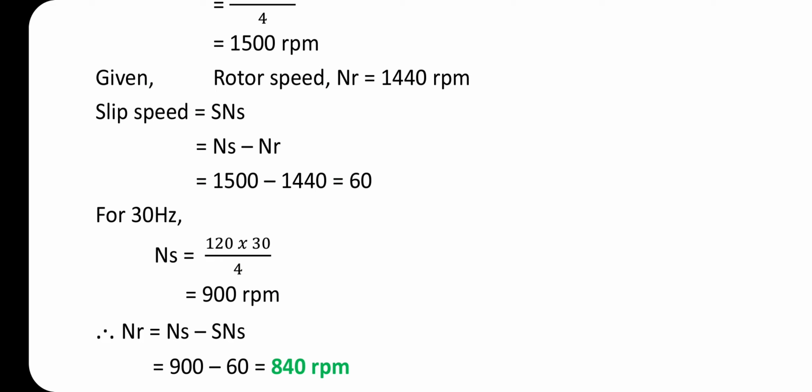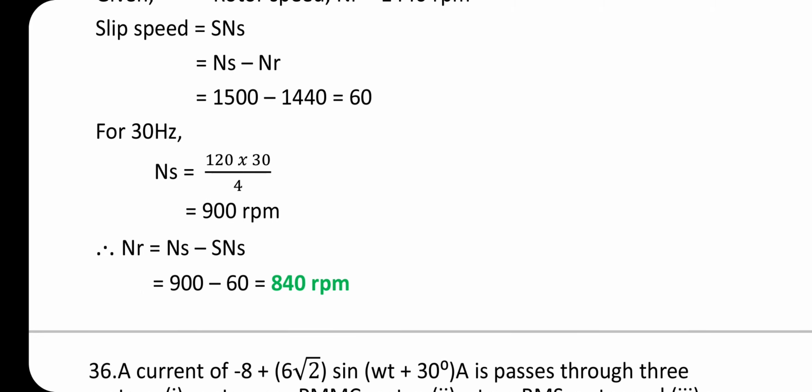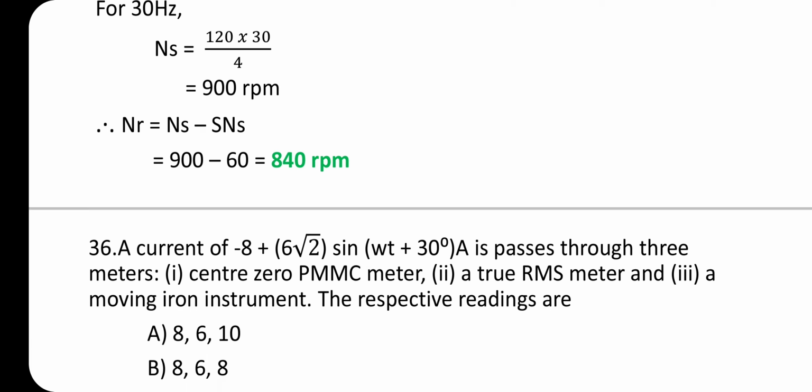For 30 Hz, Ns equal to 120 into 30 by 4, which is 900 rpm. Therefore, Nr equal to Ns minus S Ns. We know the value of S Ns as 60. Substituting those in this equation, we get it as 840 rpm.